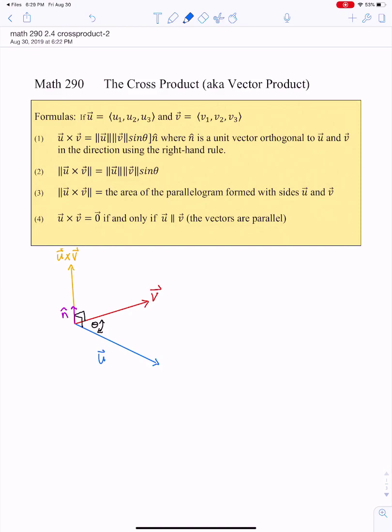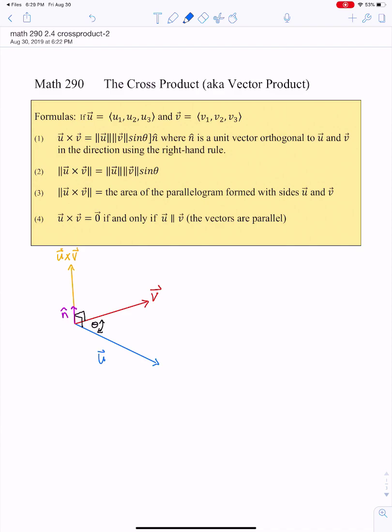Okay, so here we are again. We are still investigating properties of the cross product, also known as the vector product. What we have seen now is a quick computational way to compute the cross product, and the purpose of this video is to see the geometry of the cross product and what it actually means.